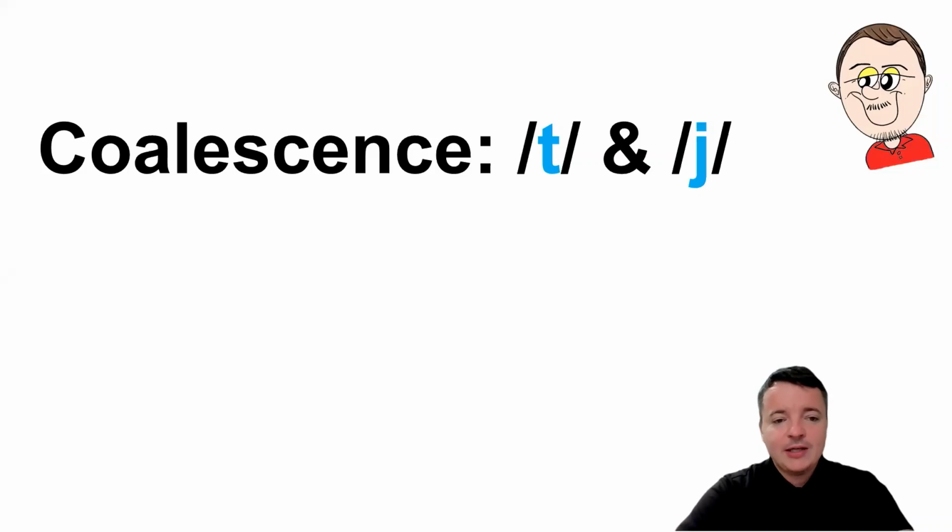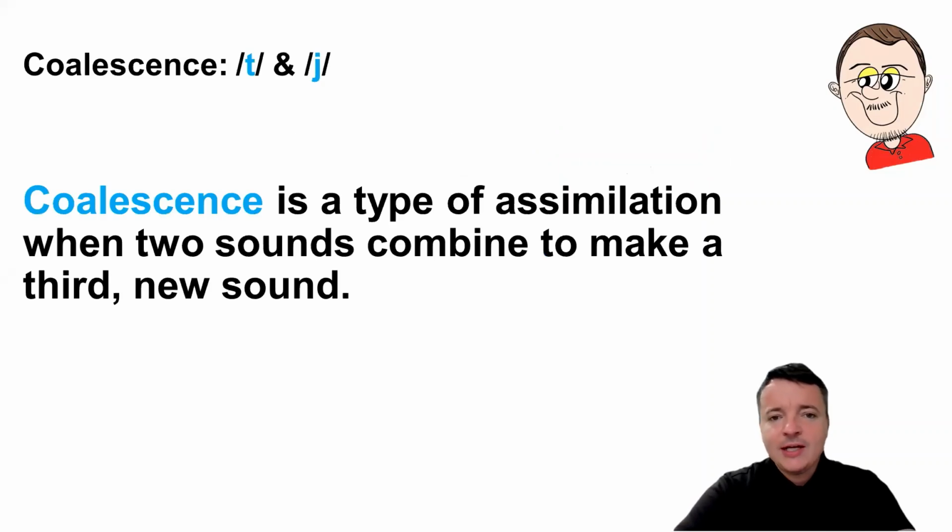Today we're looking at coalescence. Coalescence, the t and y sound. So, what is coalescence? Well, coalescence is a type of assimilation, and it's when two sounds combine, they come together to make a third new sound.